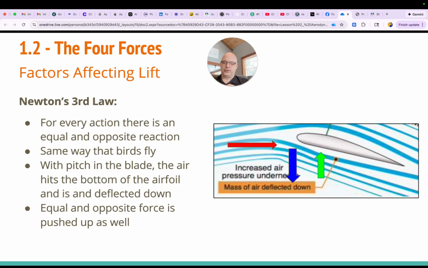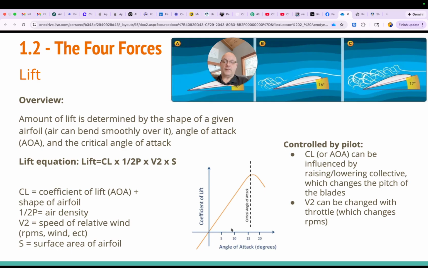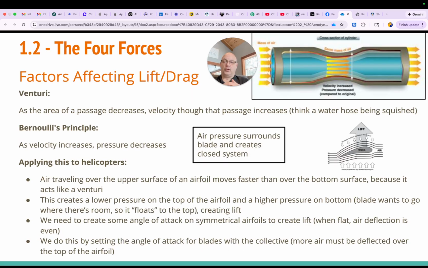But lift comes from two components that we need to learn about. It's both deflection, but also the pressure differentials. And with that, we need to think about the Venturi effect. The best way to do that is to think about when you have a hose in your hand. When it's open, it just flows. When you pinch it, it actually starts speeding up. You can spray the water further.